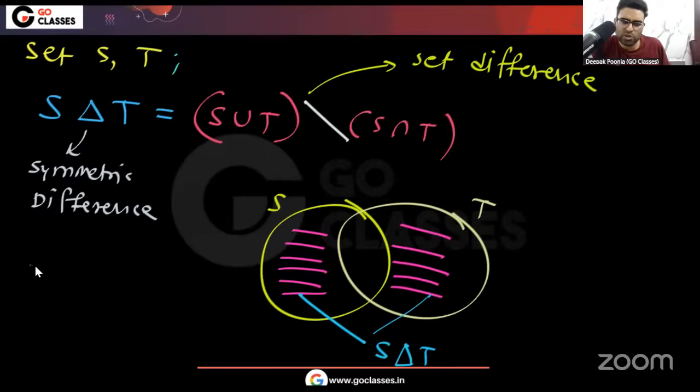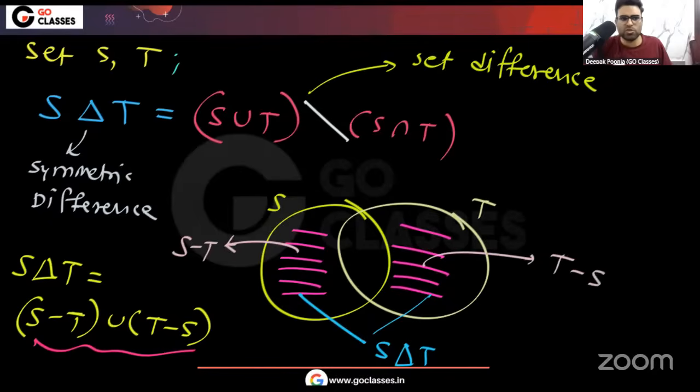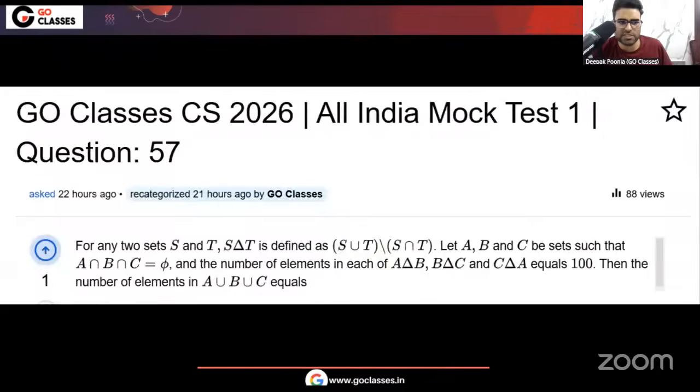I can also say that S symmetric difference T is equal to S minus T union T minus S. Yes or no? This is also true, because this area is the S minus T area, and this area is the T minus S area. So the union of these two areas is your symmetric difference. Anyway, this definition is given in the question.